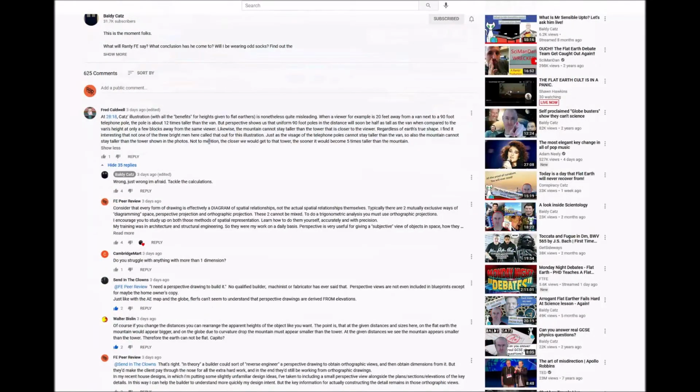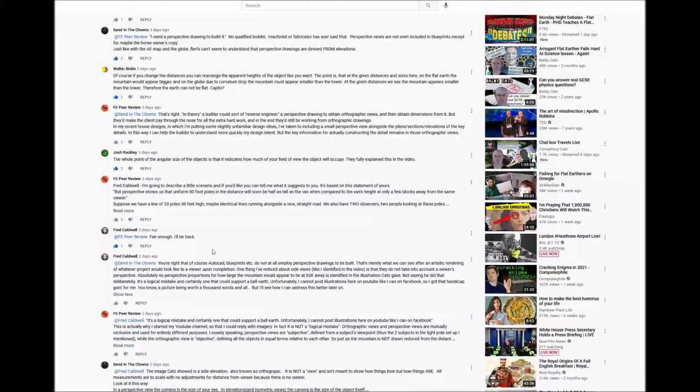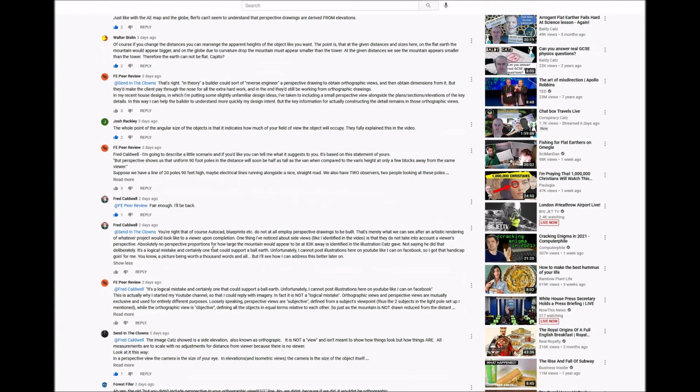And I may have misunderstood Fred Campbell here, but I definitely came away with the impression that he seems to think that orthographic views need to contain perspective. And like I said, I may have misunderstood his words. Part of the problem we've been having in our discussion is that kind of thing.